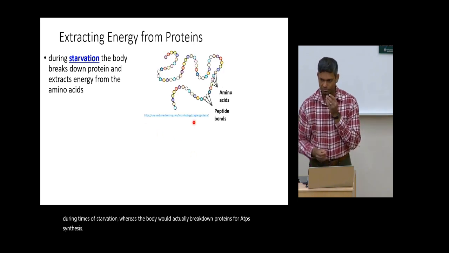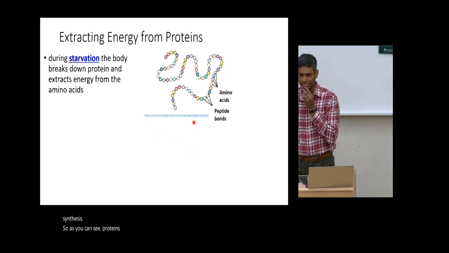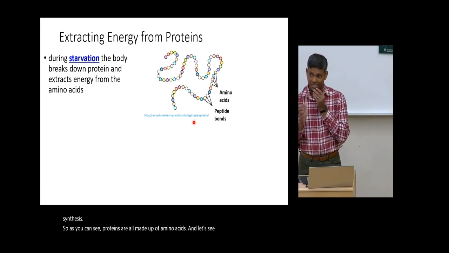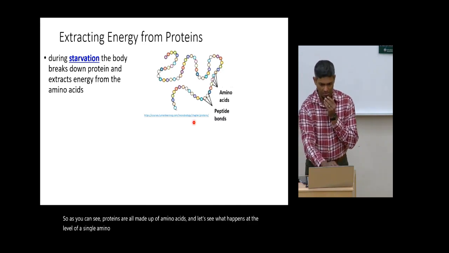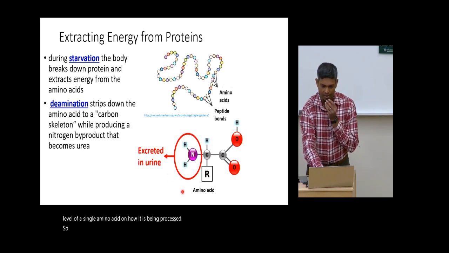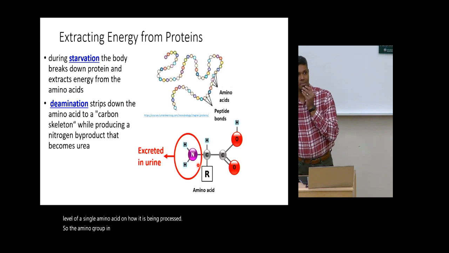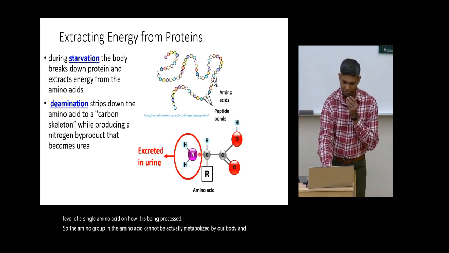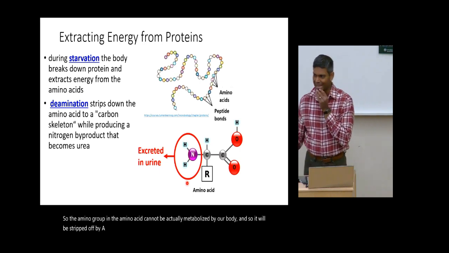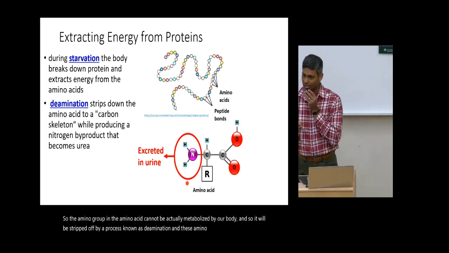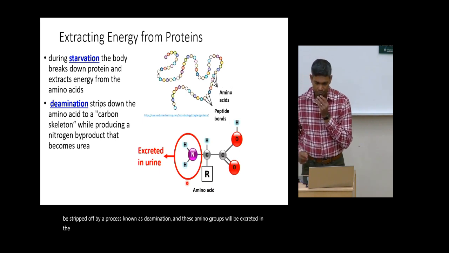So as you can see, proteins are all made up of amino acids, and let's see what happens at the level of a single amino acid on how it is being processed. The amino group in the amino acid cannot actually be metabolized by our body, so it will be stripped off by a process known as deamination, and these amino groups will be excreted in the urine as urea.